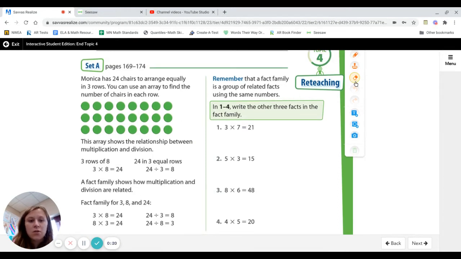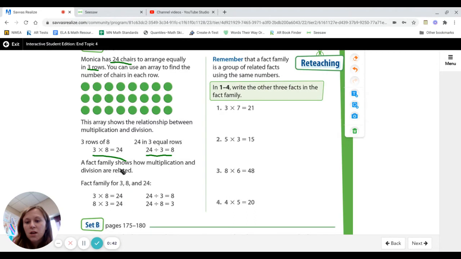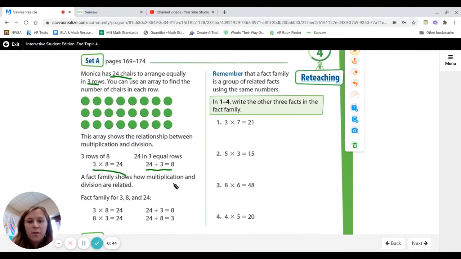So Monica has 24 chairs to arrange equally in 3 rows. So I'm going to underline 24 chairs. I know that's my total. She's going to put them in 3 rows. You can use an array to find the number of chairs in each row, so they chose to use an array. This array shows the relationship between multiplication and division. 3 rows of 8, 3 times 8 is 24, or 24 in 3 equal rows, 24 divided by 3 equals 8. And then down here it reminds us about our fact families.